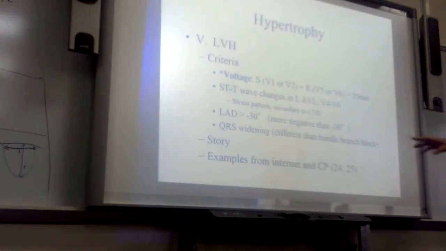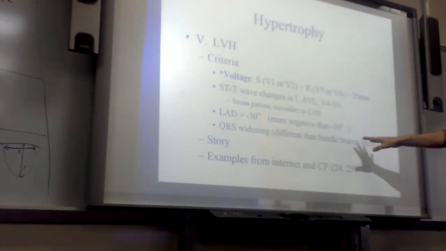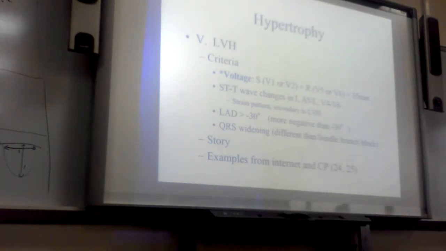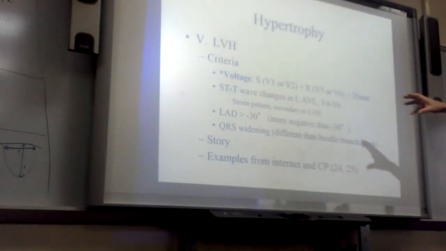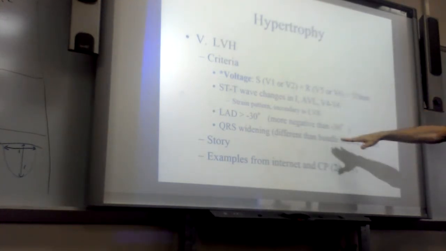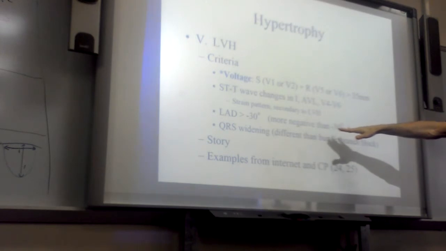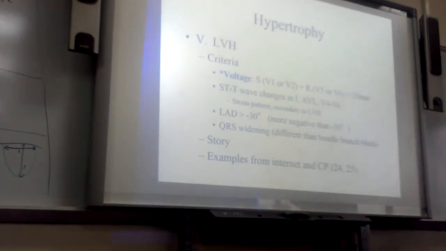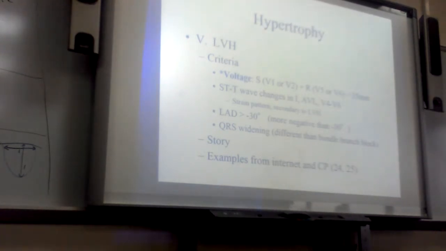Then you might get a little QRS widening. We'll talk more about bundle branch blocks, stuff like that, but it's different than that, just a slight widening. If you look at some of these EKGs, a little widening of the QRS complex, a little wider, because that big extra muscle has to be depolarized. So wider. But really, once you have some of this stuff up here, you're okay. This is all just additional information. I mean, you have voltage and strain pattern, and when you know you have it, you have the diagnosis.